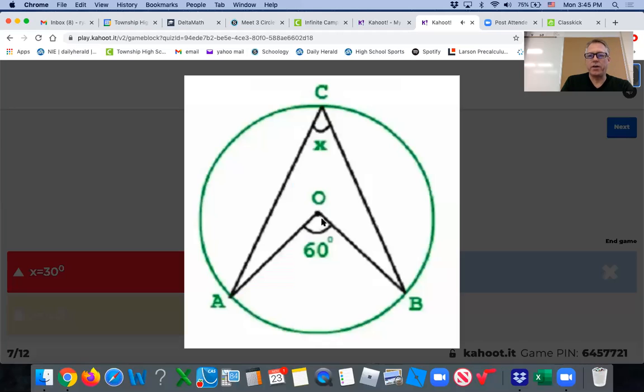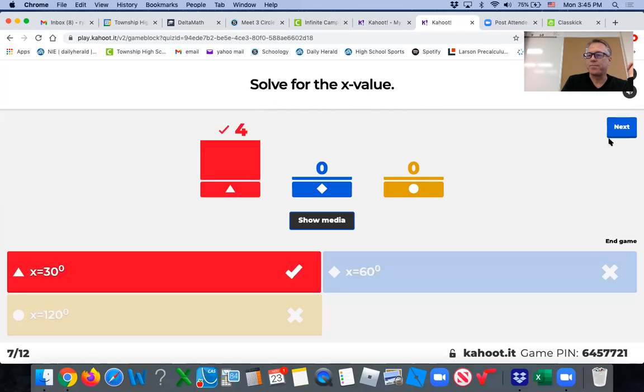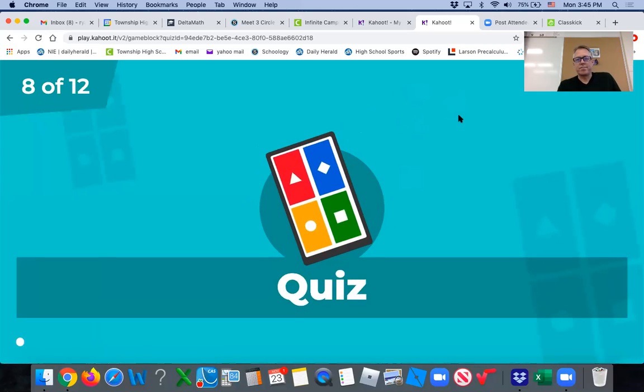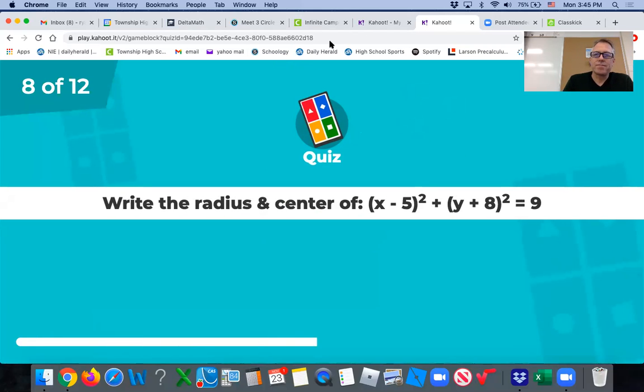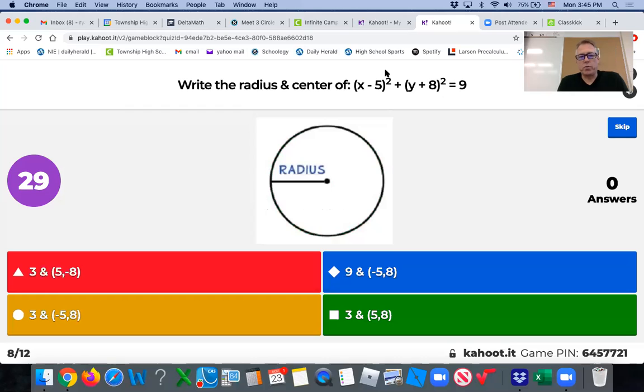All right, there we go. Right, you visualize. Well, the central angle is the same as the arc, so this arc angle is 60 degrees. So the inscribed angle is going to be half of that. It's going to be 30 degrees. All right, this is a quick one here.